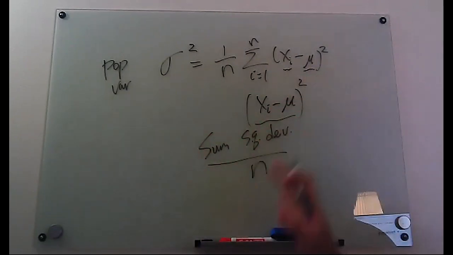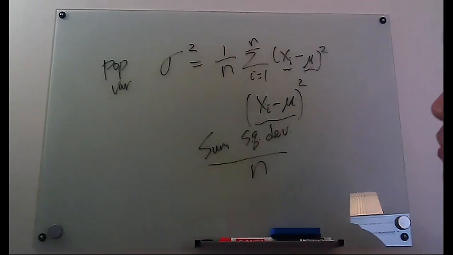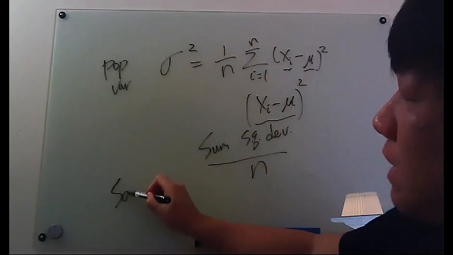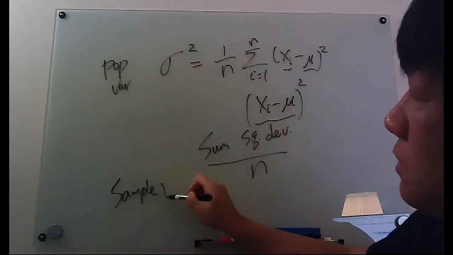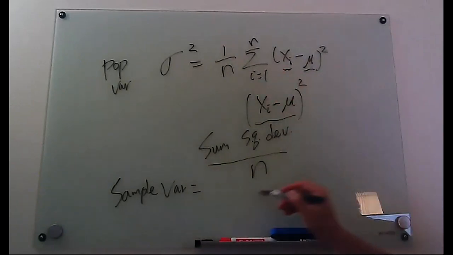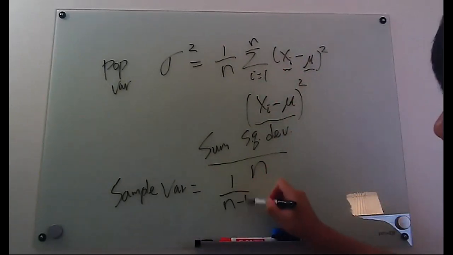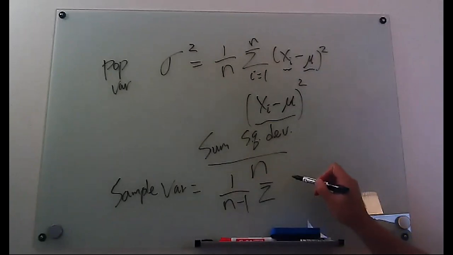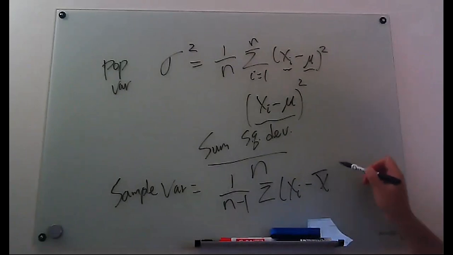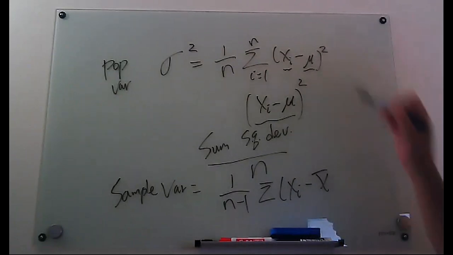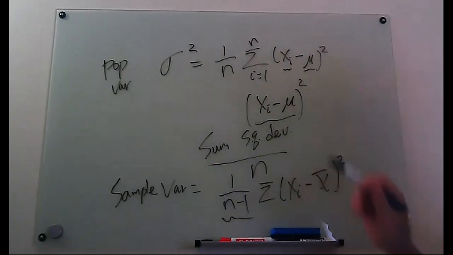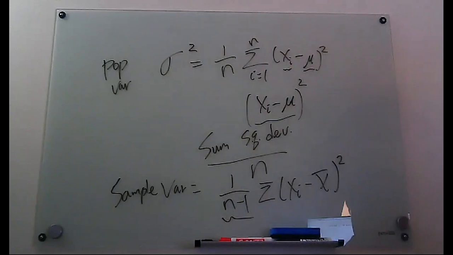So don't worry about the mathematical notation. I just want you guys to focus on the intuitions. And if you have a sample variance, it is a similar idea, exactly the same, but you divide by n minus 1. Exactly the same xi minus, but this is x bar instead of mu, because mu was a population parameter. Other than this, you just divide by n minus 1. That is the sample variance.